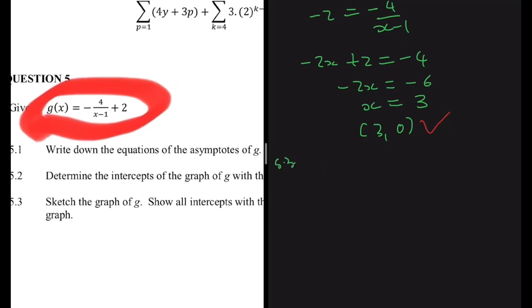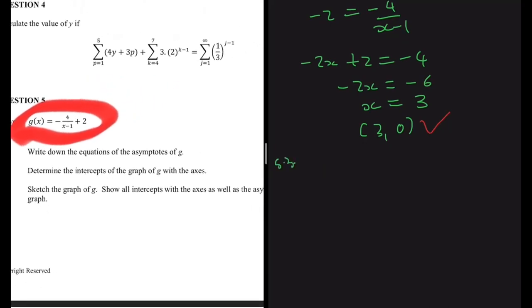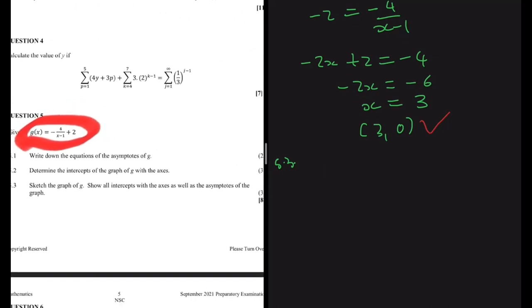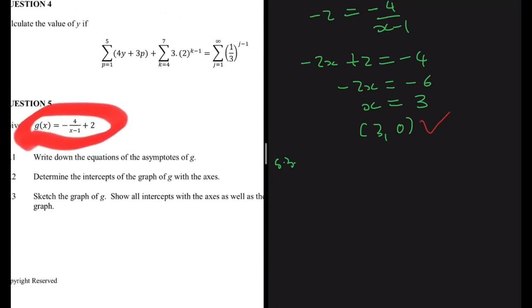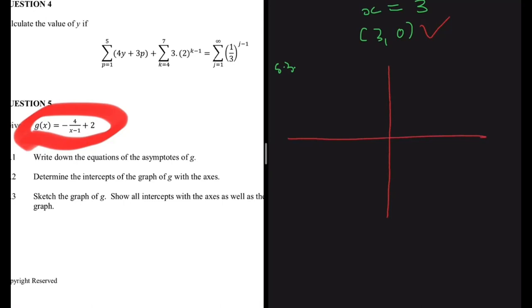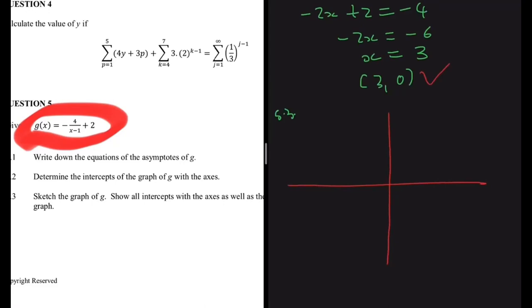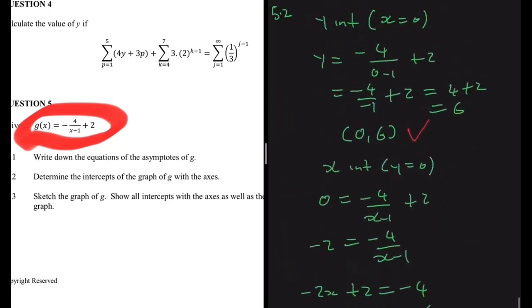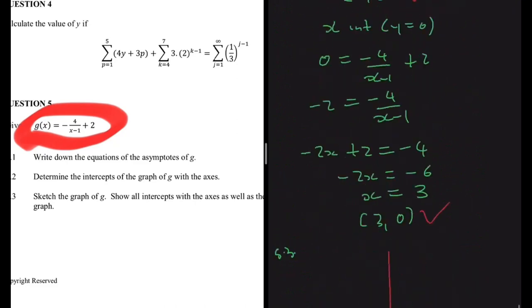Let's move to 5.3. 5.3, it's saying let's sketch the graph of g. Show all intercepts with the axes as well as the asymptotes of the graph. So when you sketch a hyperbola, you basically just need the intercepts and the asymptotes. After you get those right, you cannot go wrong. So let's have our x-axis and see what we can do here. So we have our x-axis and then we have our y-axis, right? And then let's start with the equations of the asymptotes. We know that the vertical asymptote, we have x is equal to 1, right?